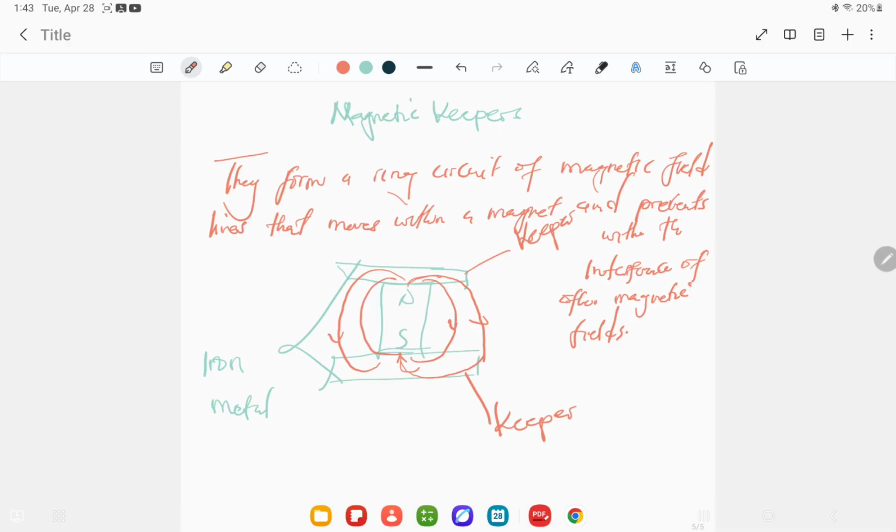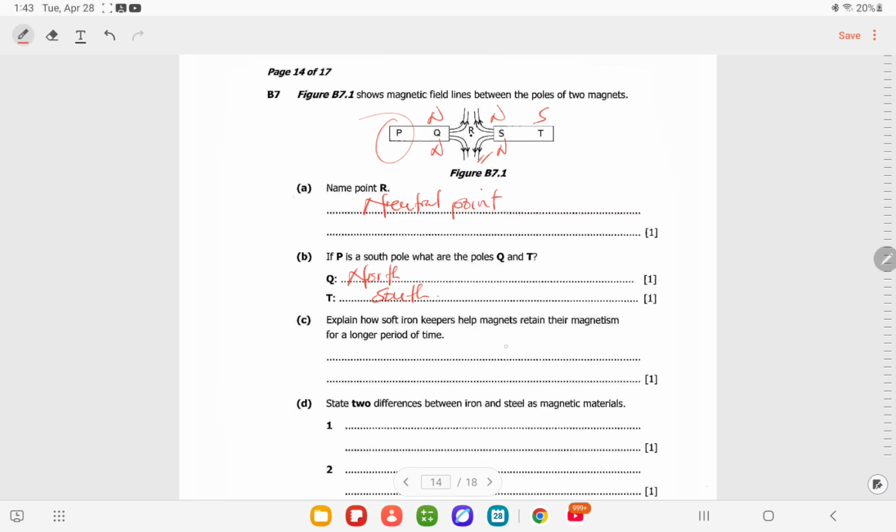All right, so then we have the question: state two differences between iron and steel as magnetic materials. The difference between iron and steel as magnetic materials, number one, we need to understand that iron is easily magnetized than steel.